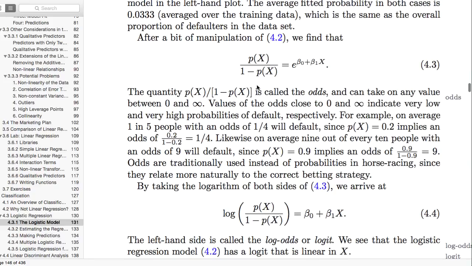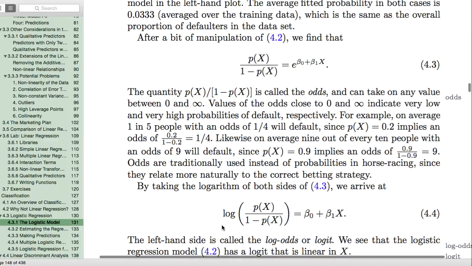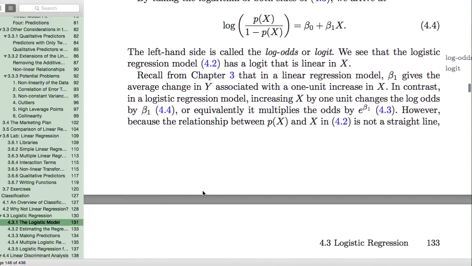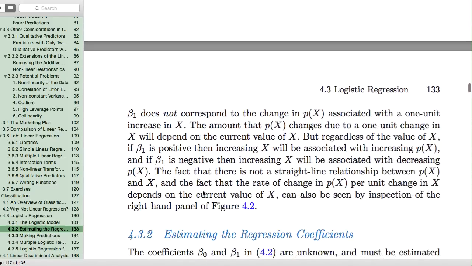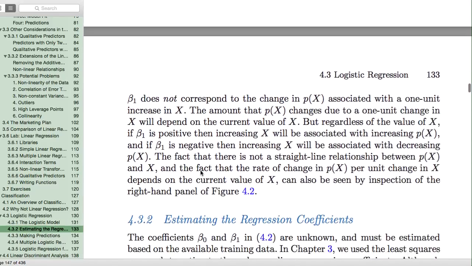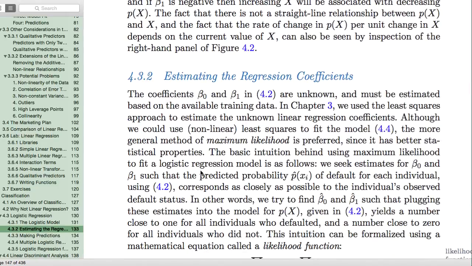The odds are what are used in gambling. I think somewhere here it says something about horse racing. Yeah, here we go. Odds are traditionally used in the case of horse racing. And we're going to take the logs of both sides, and we're going to say that our linear model is the log odds. And that's going to be the output of our logistic regression function. And it's linear. And let's see. Okay, that's just further explanation of that.